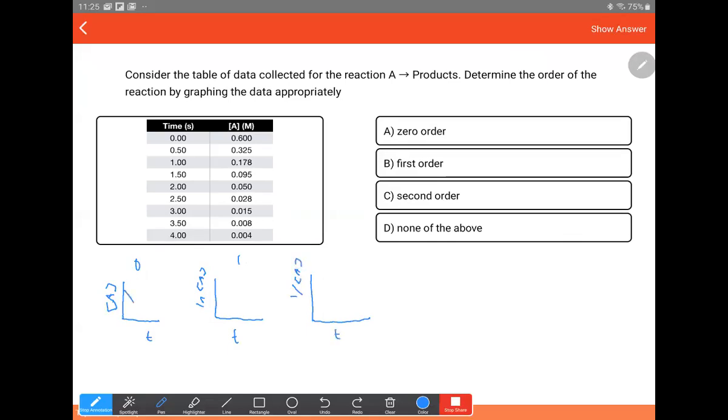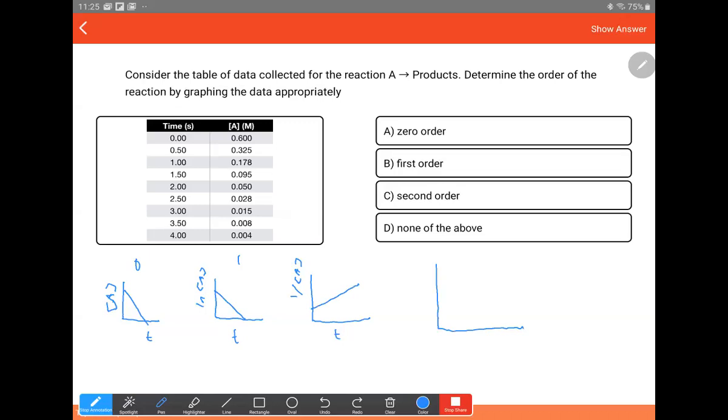Now these both had a negative slope. This had a positive slope. So let's look at this data. If I graph it, and this isn't going to be perfect, you could throw these in an Excel file and it would be a piece of cake.